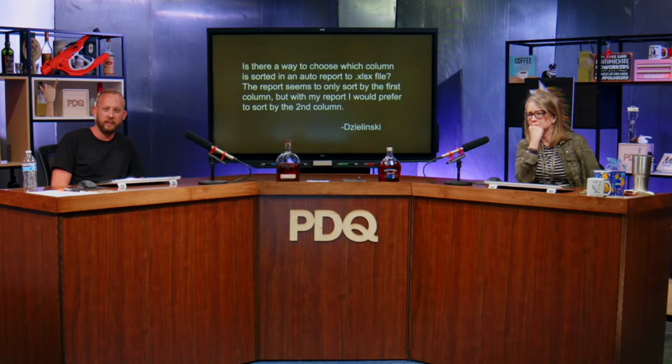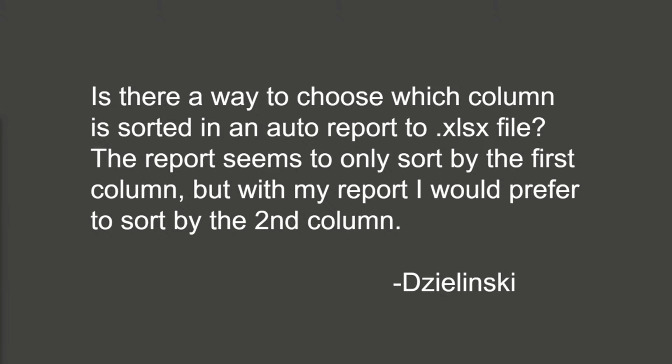Come on, man. Okay, next question. Is there a way to choose which column is sorted in an auto report to .xlsx file? The report seems to only sort by the first column, but with my report, I would prefer to sort it by the second column. Sincerely, Dzelinsky.